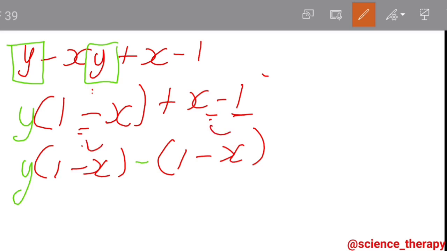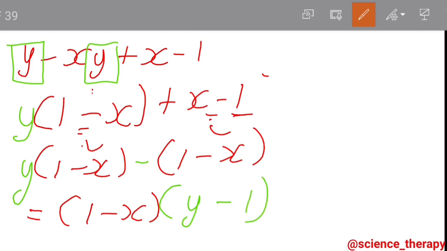Then now, can you see what we did? We just manipulated it so that we have a common factor. So our common factor is 1 minus x. And at this point, we want to group the green ones. So this is y minus 1. Remember, there is a negative 1 here. That's how you have it.